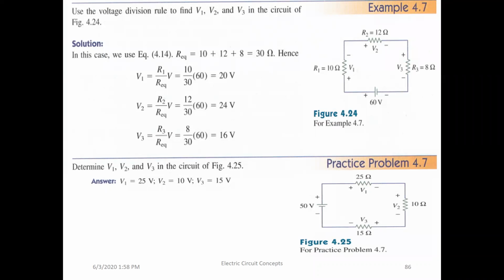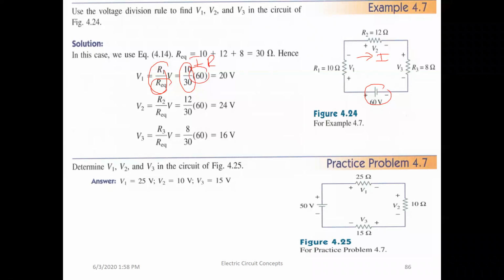So V1 will be 60 divided by RT, which is R1 over, V over R equivalent. This will become I. Then I multiply by R1. So this is an I, and this is an R1. So again, this is Ohm's law. So here we apply Ohm's law, and then here applies Ohm's law a second time.